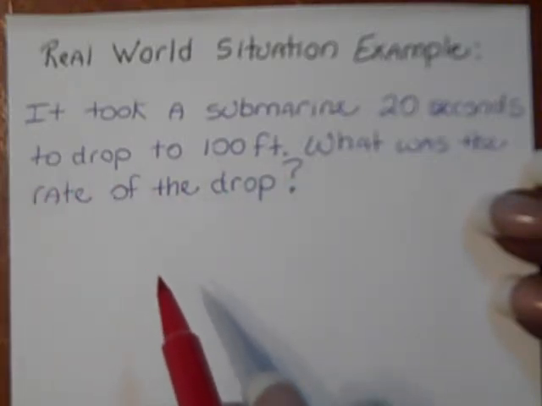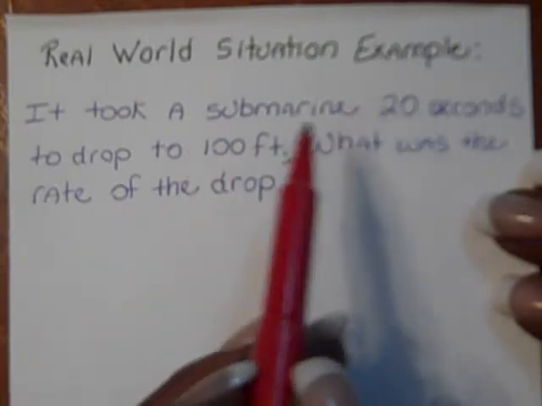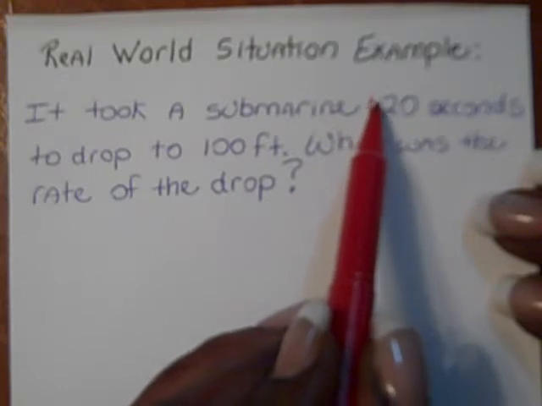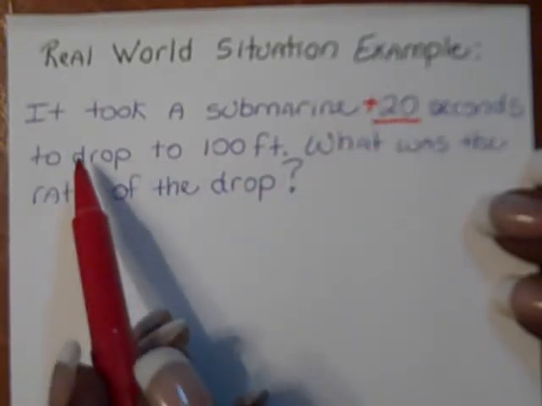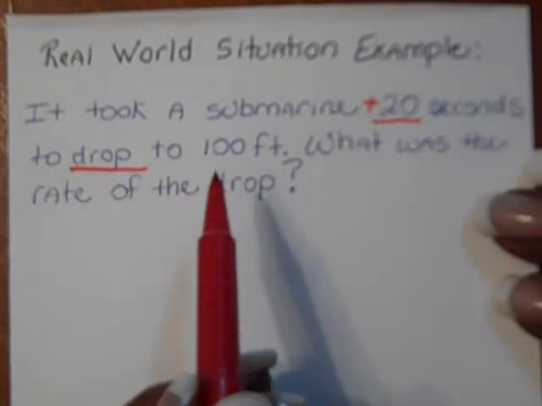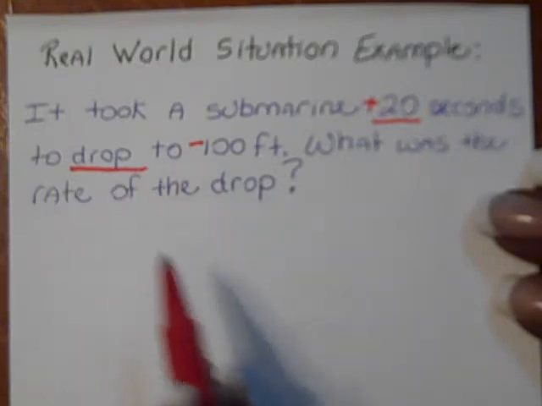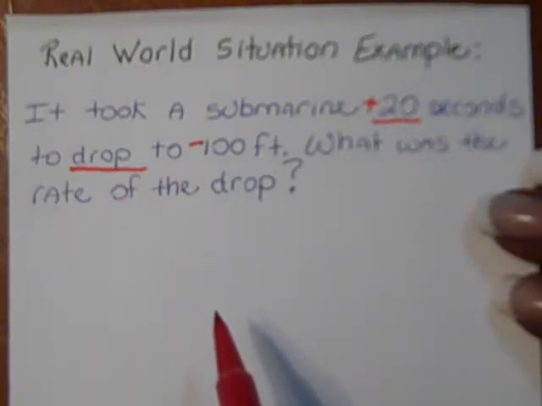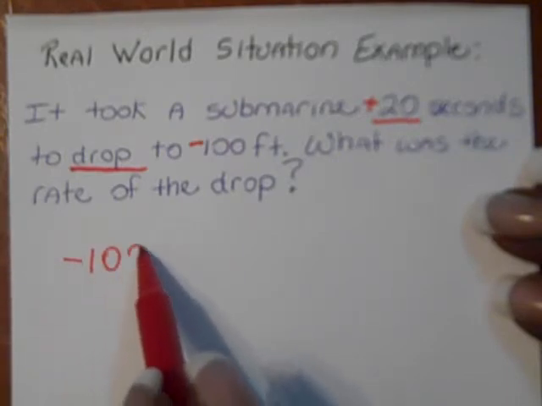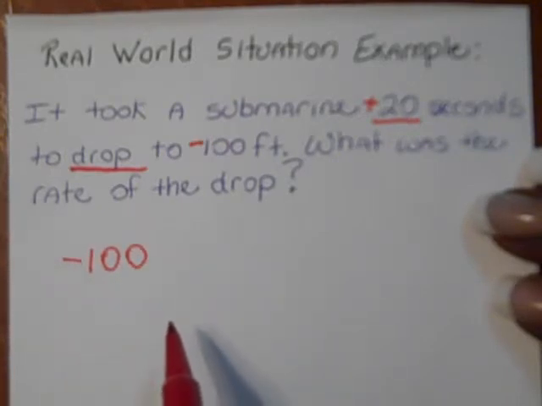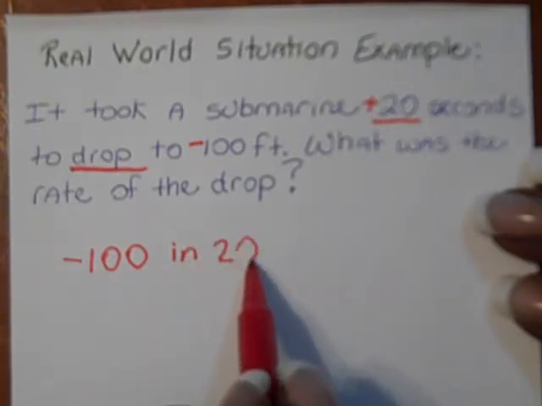Well, it might be best to first identify your integers. The first number, 20 seconds, we're counting time, so that's going to be a positive 20. The submarine dropped to 100 feet. We're dropping or we're going down, therefore this would be a negative 100 feet. They want to know the rate of the drop. So the total distance that the submarine dropped was 100 feet, and it happened in 20 seconds.